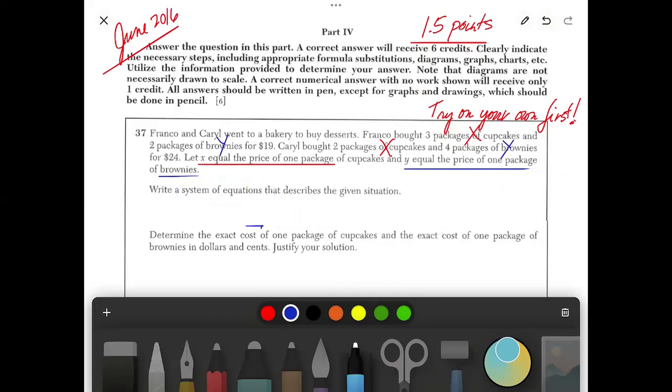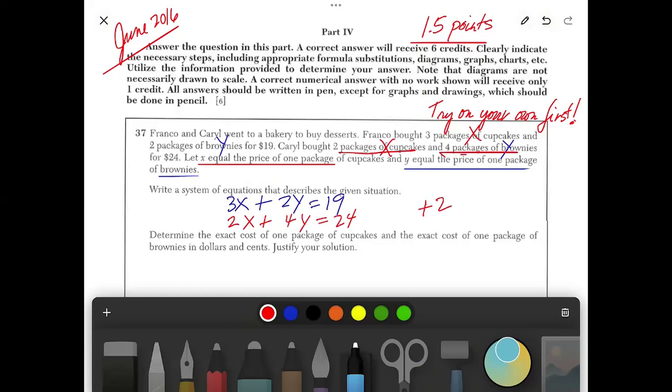In this case, this is going to be in standard form. We have 3 cupcakes, so the first equation is going to be 3x plus 2y equals $19. And then my second equation is going to be 2x plus 4y equals $24. Now, if you do this, that's 2 points. To me, that's an easy 2. We've got to get those equations.